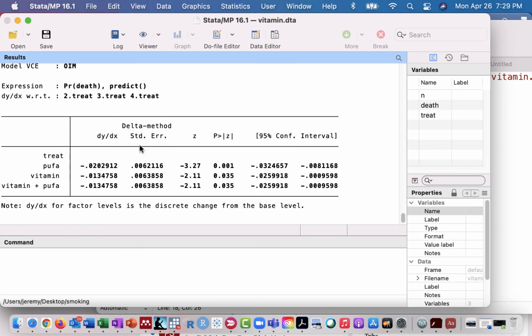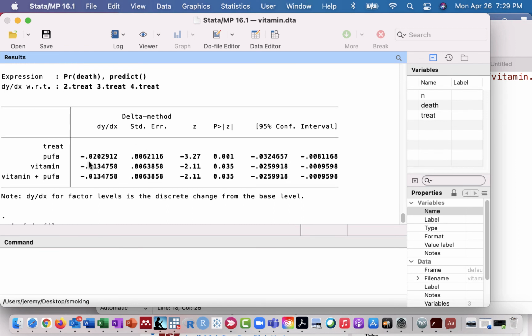So evaluate the probability of death in terms of PUFA, vitamin, and both compared to a placebo, right? So these are all changes in the probability of death for the different types of treatment, compared to a placebo, compared to a sugar pill. So they all work, and they're all statistically significant. They all work because they're negative, and they're statistically significant because the p-values are all less than 0.05.